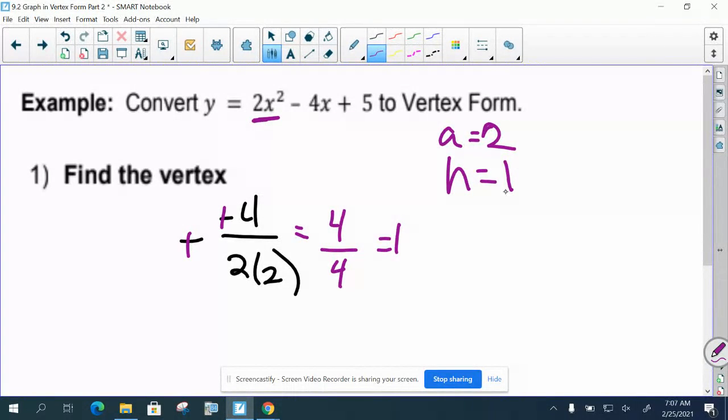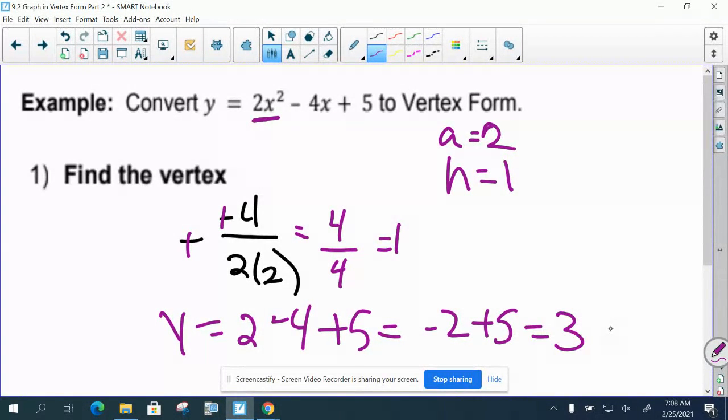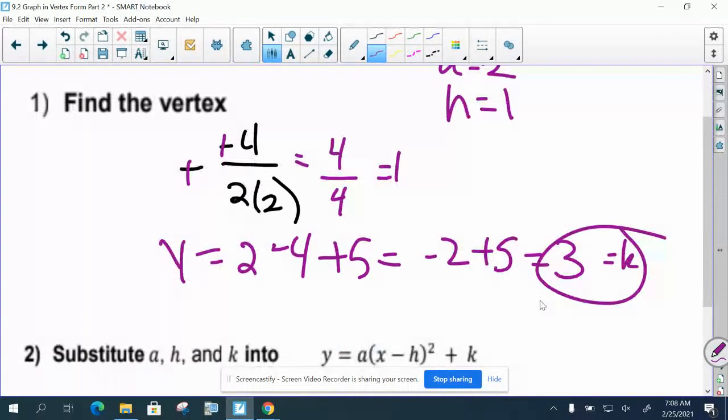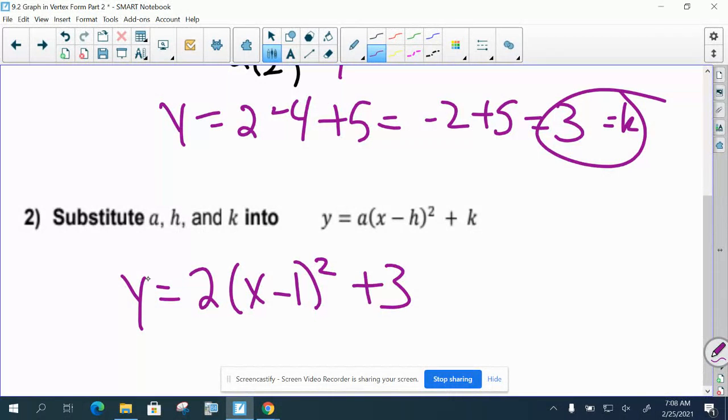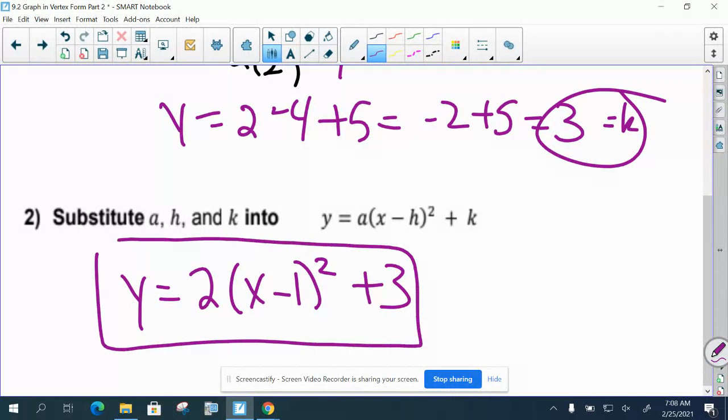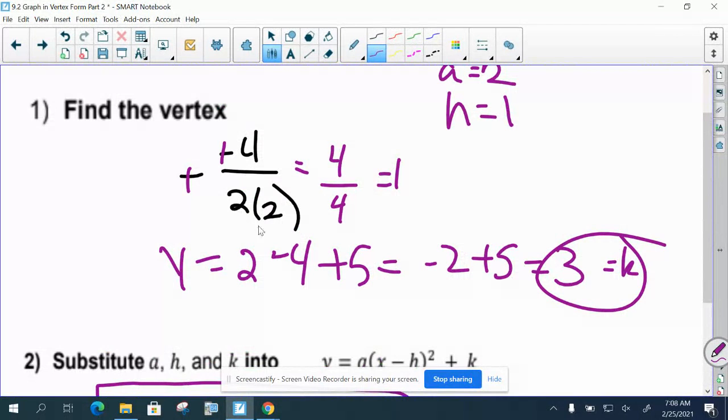And then to get the k, you're going to plug 1 back into the equation. So y equals 2 times 1, which is this 2, minus 4 times 1 plus 5. So this would be negative 2 plus 5, which is 3. So that gives us the k. Therefore, our equation, we'll substitute everything into here. So we'll have y equals a, which is 2, times x minus h, which is 1, squared, plus k, which is 3. So that's how you would convert from standard form to vertex form. Use negative b over 2a, plug it back into the equation to get the k.